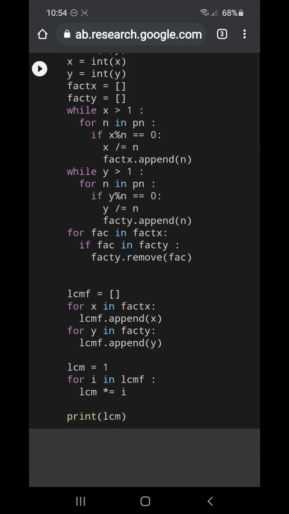So now we will start here: for FAC in fact x, if FAC is in fact y. So now we will go through each number in fact x, and we will cross check it with the numbers in fact y, meaning the factors of y. If two numbers are matching in both the lists, then the number in fact y will be cut off. Okay, I will show how. Just a minute.